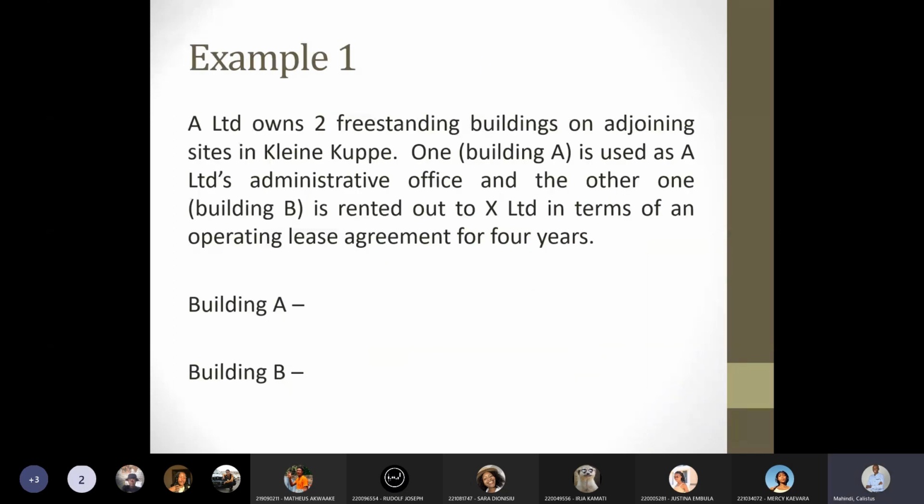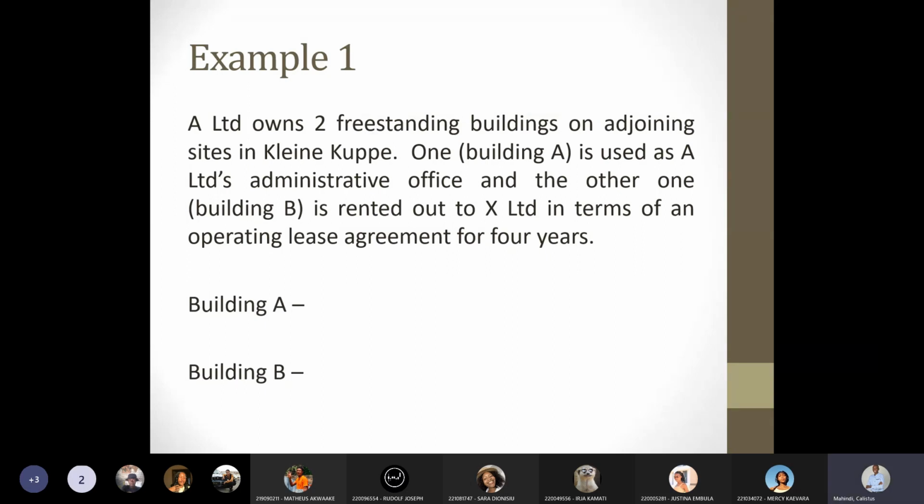Let's look at example 1. A Limited owns two freestanding buildings on adjoining sites in Klein Windhoek. One, building A, is used as A Limited's administrative office, and the other one, building B, is rented out to X Limited in terms of an operating lease agreement for 4 years.